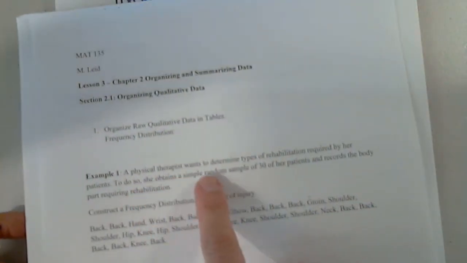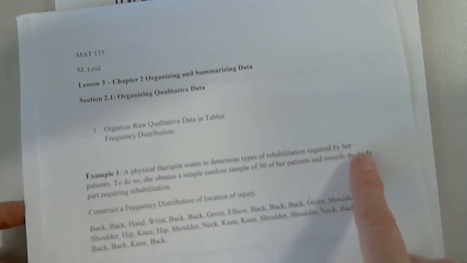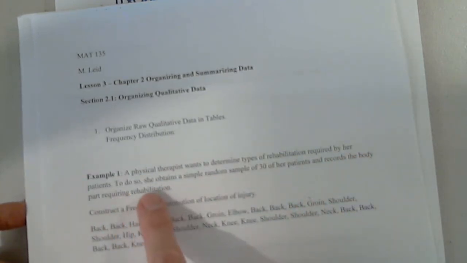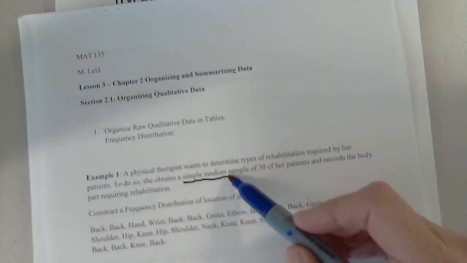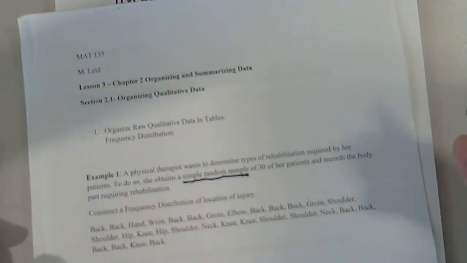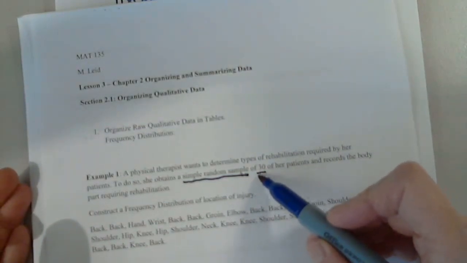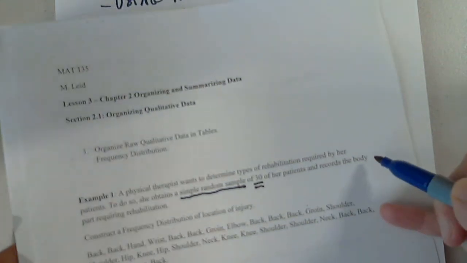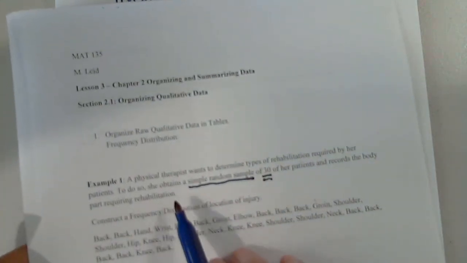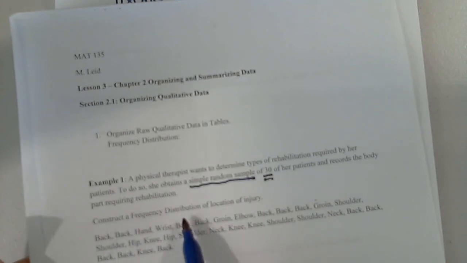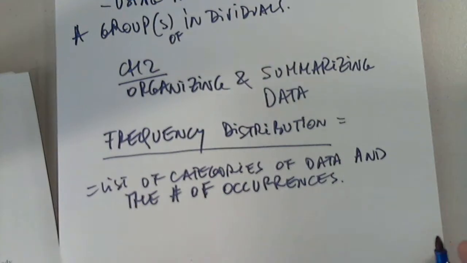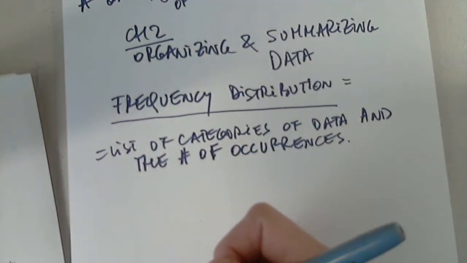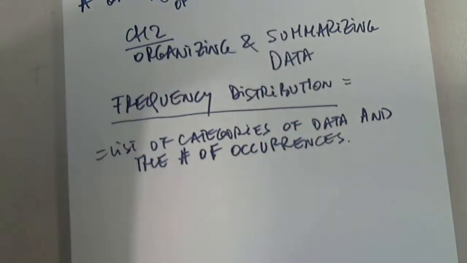A physical therapist wants to determine types of rehab required by her patients. To do so, she obtains a simple random sample. That's the key: simple random sample, which is supposed to be representative, if it's correctly selected, of her 30 patients, right? And records the body part requiring rehab. Construct a frequency distribution of location of injury. Basically we have to list all the body parts. So let's see what we have.